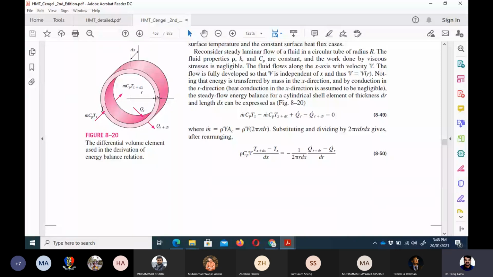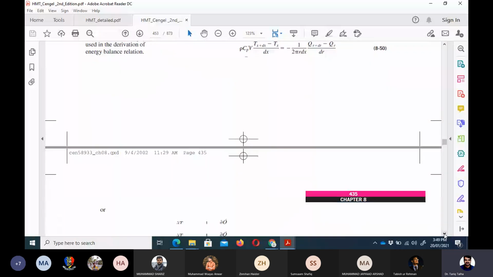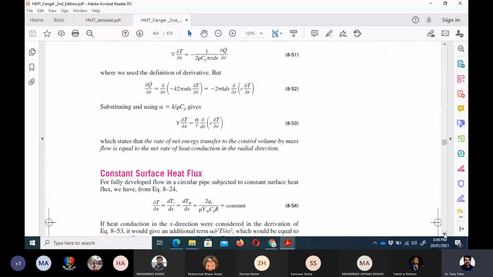So whatever the difference in heat transfer in the axial direction, that would be equal to the rate of heat transfer in the radial direction, and we can appreciate that, because if that is a steady state flow, whatever heat is coming in the axial direction should be going out in the radial direction. Now from here, from 8-53, we need to determine what is the value of temperature as a function of r.